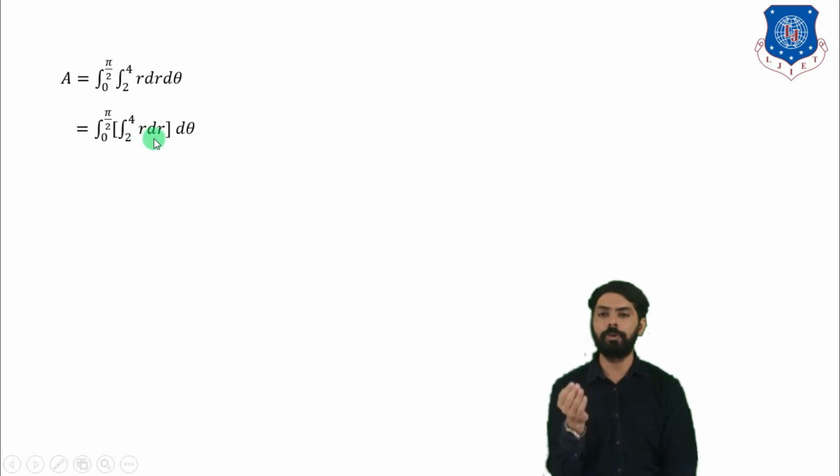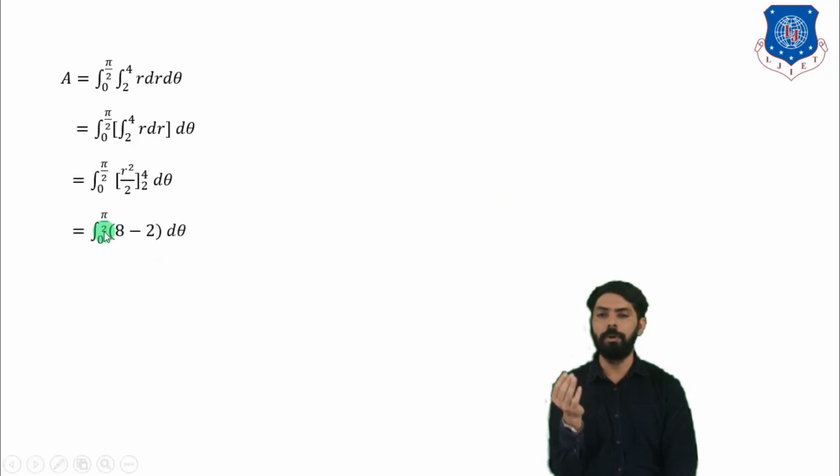So integration of r with respect to r will be r square divided by 2. So this will be integration from 0 to pi by 2 r square divided by 2 and limit will be from 2 to 4 d theta. Now here first of all we will replace r by 4, then minus we will replace r by 2. So this will be 4 square divided by 2. So that is 16 divided by 2. So it will be 8. Then minus 2 square divided by 2. So it will be 4 divided by 2. So it will be 2.